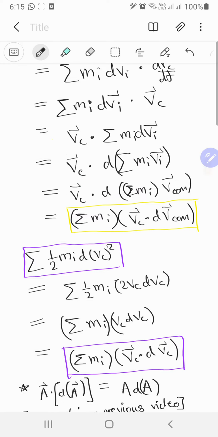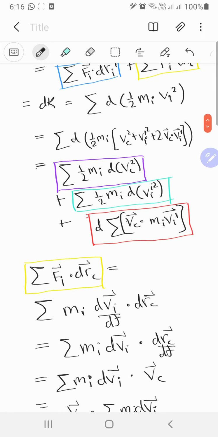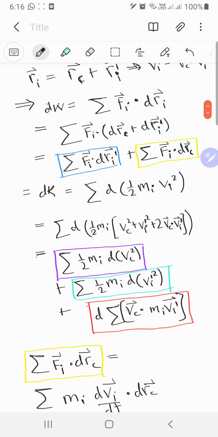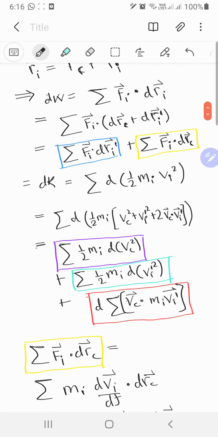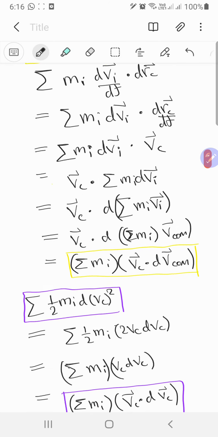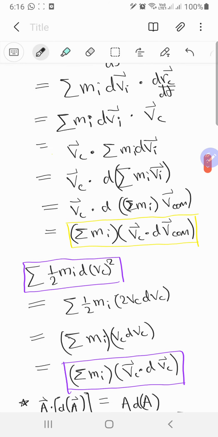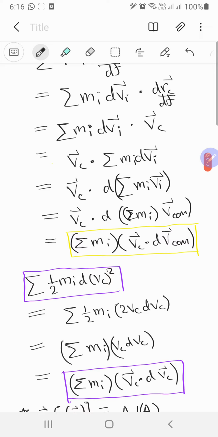Wait, that should be correct, right? Yes, that's correct. Sorry. So where was I? So this is vc bar dot summation mi dvi bar.